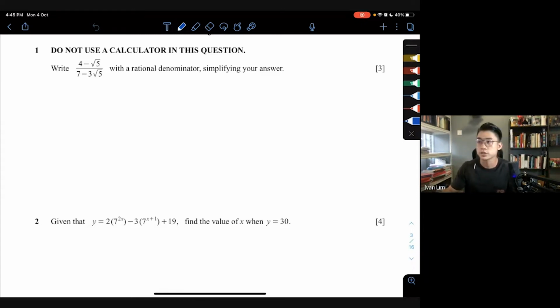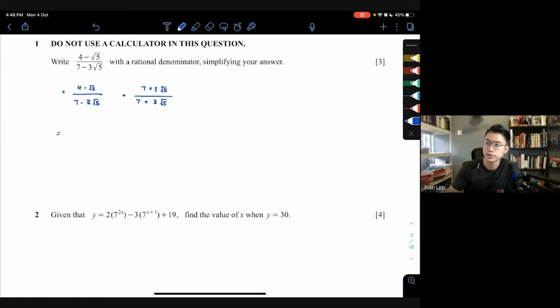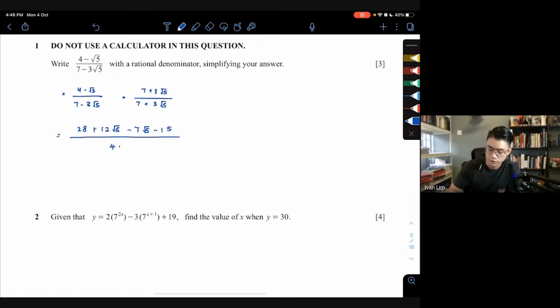So this is about rationalizing your denominator. Multiply by your conjugate surds. In this case, it's just multiplying by the opposite sign, here and here. (a plus b)(a minus b) equals a squared minus b squared. The top you just expand. So you will get 28 plus 12 root 5 minus 7 root 5 minus 15 over 49 minus 45. Make sure you all show your working for this.